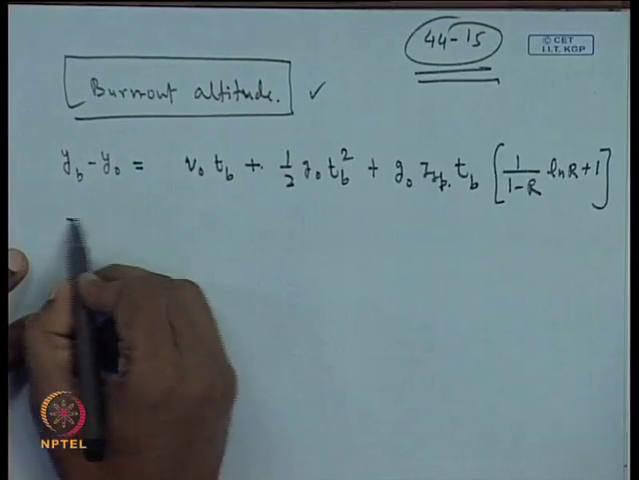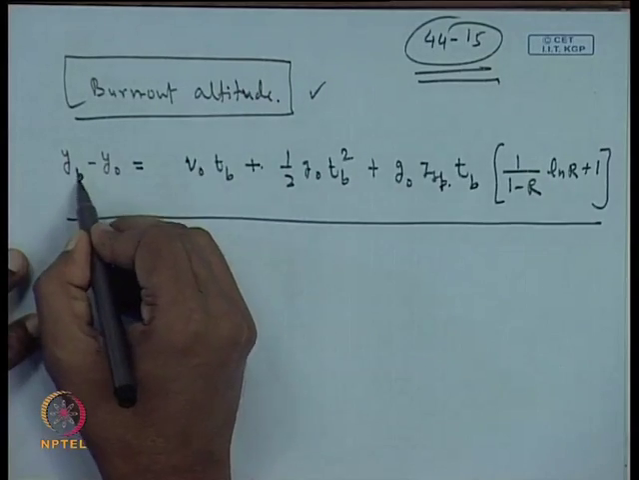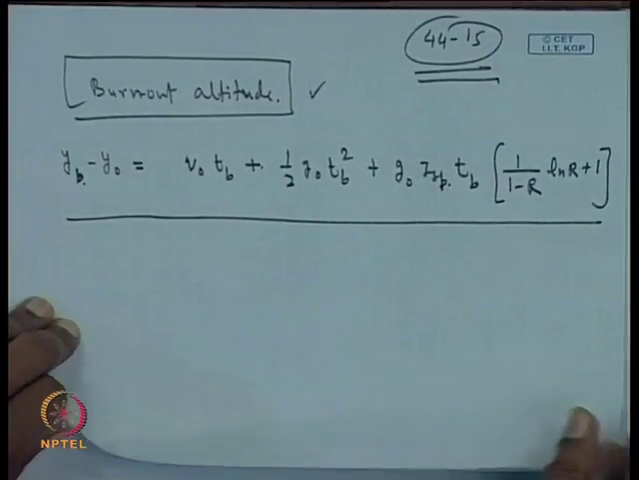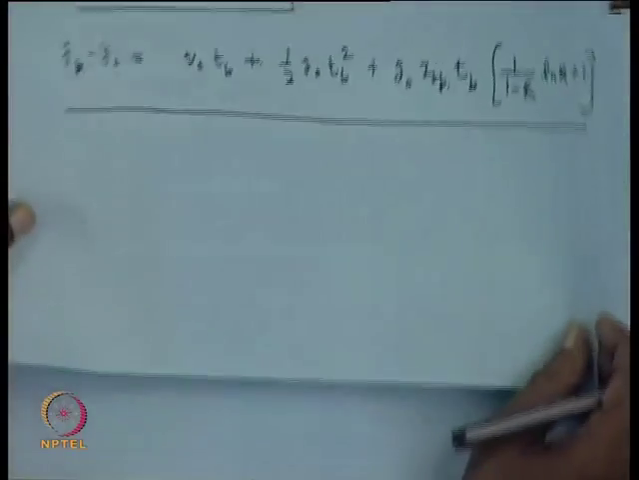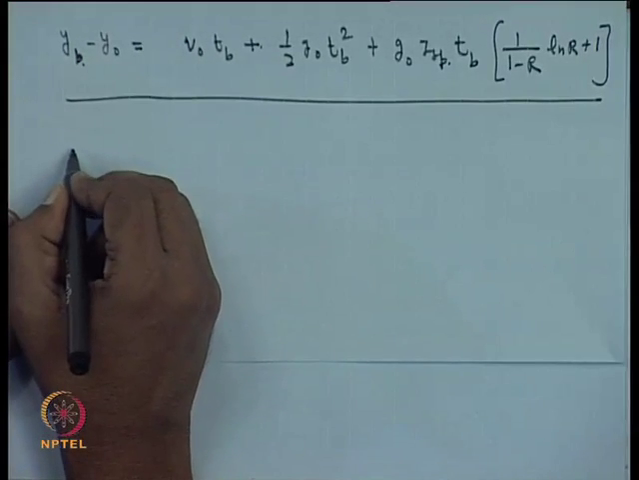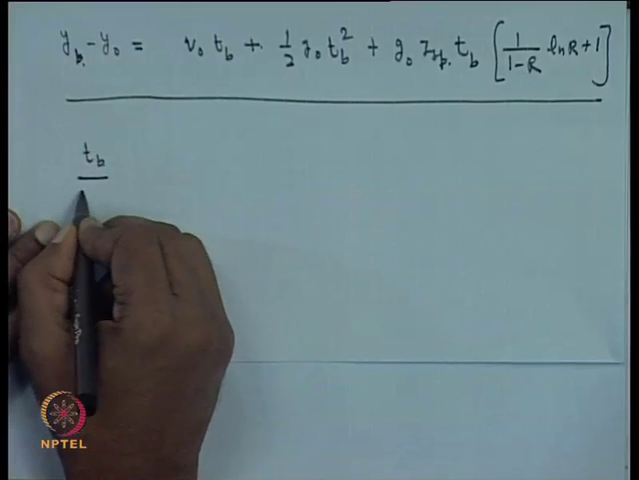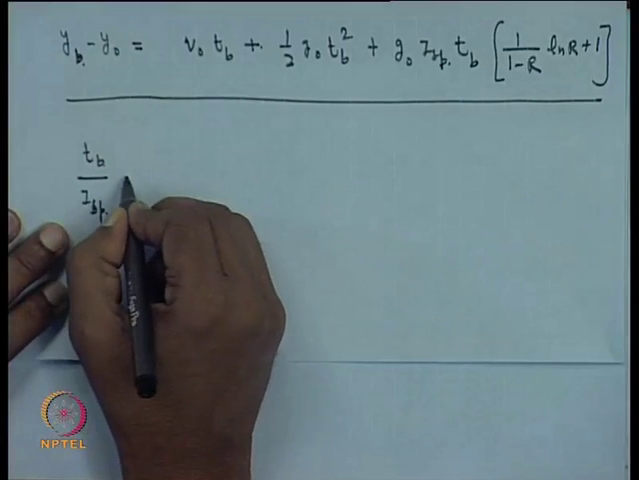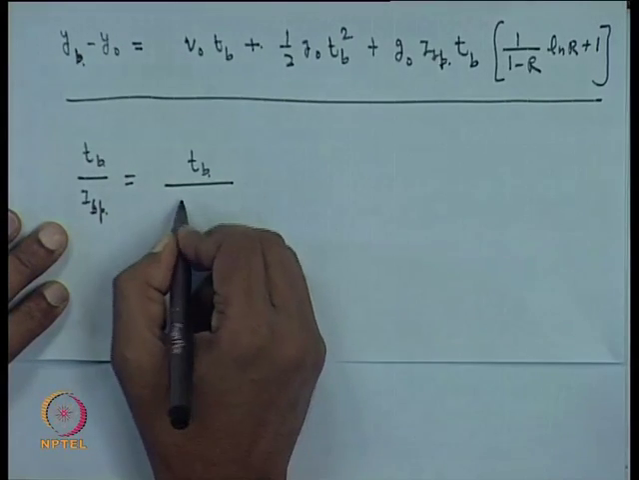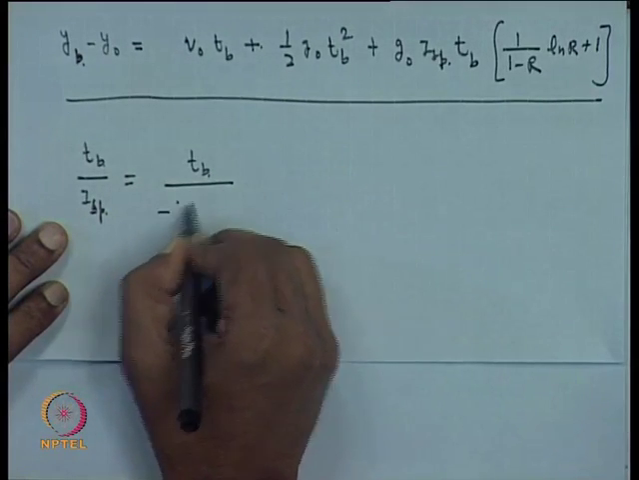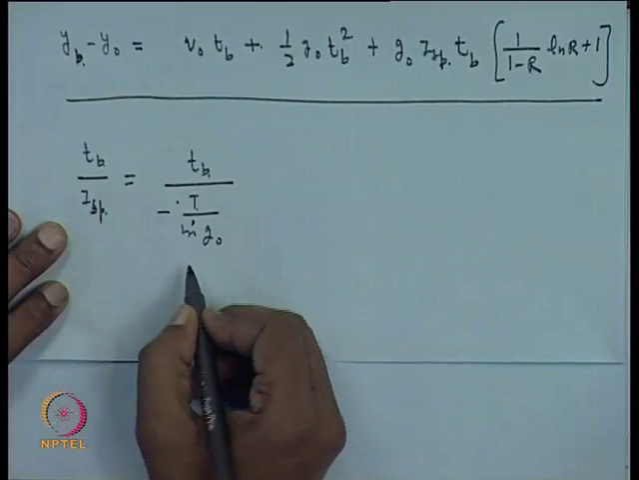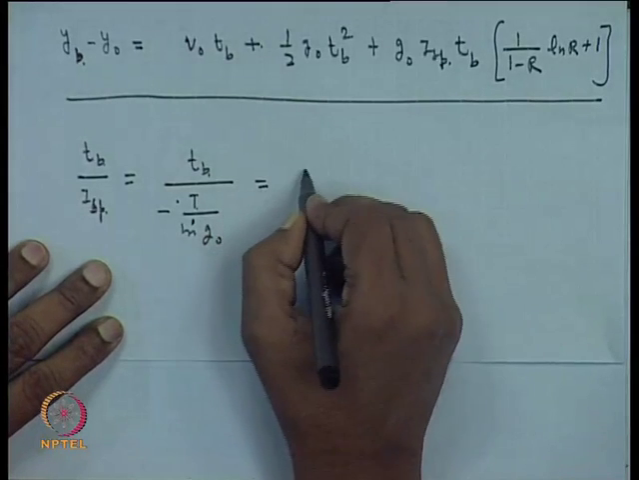This is the equation that we have written for the burnout altitude, where y b indicates the burnout altitude. Also, we have written T b by I s p. This can be written as T b by minus T by m dot z 0. I s p is nothing but this quantity.